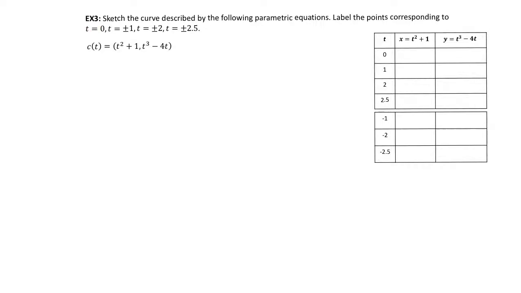Example 3 is asking us to sketch another parametric curve. This is the curve that we're going to be sketching. The only difference here is that the values for t have been chosen for us. That's okay. That will just make things a little bit easier for us. So these are the t's that we're going to consider. And if you notice over here on the table on the right, I already have those t's. Here are the positive t's and here are the negative t's.